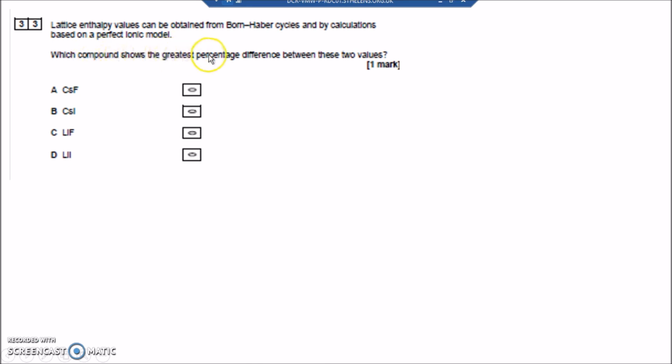Which of these compounds shows the greatest difference from these? In other words, shows the least ionic character? Well, what about something in group 1?